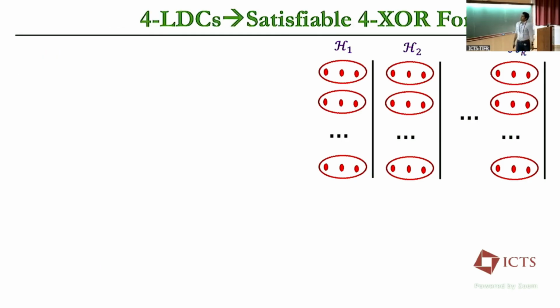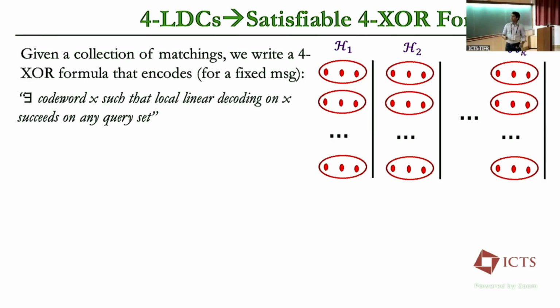Great. So now let's do this reduction that we were discussing. Let's reduce LDC's existence to satisfiable XOR formulas. The XOR formulas will simply encode the following clause, which I'm first going to describe in words, and then I'll write down the notation for it. There'll be one formula for every possible message. So if it's a k bits to n bit code word, there are 2 to the k possible messages. I'm going to give you 2 to the k different formulas, one for each possible value of the message.